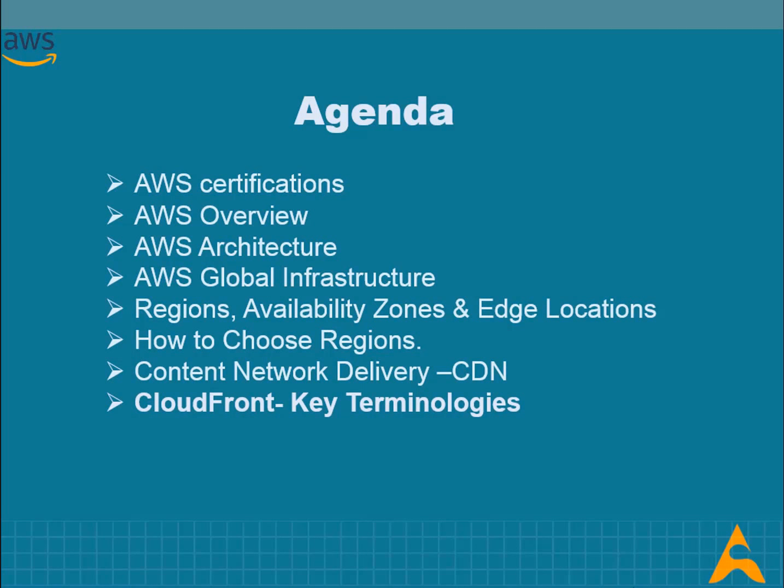In this session, we'll discuss AWS Global Infrastructure in detail, as it consists of regions, availability zones, and edge locations. We will also focus on content delivery network technology. At the end of the session, we'll talk about CloudFront terminologies.